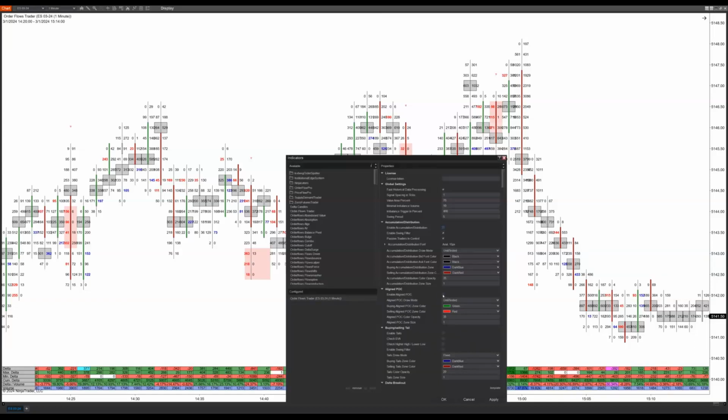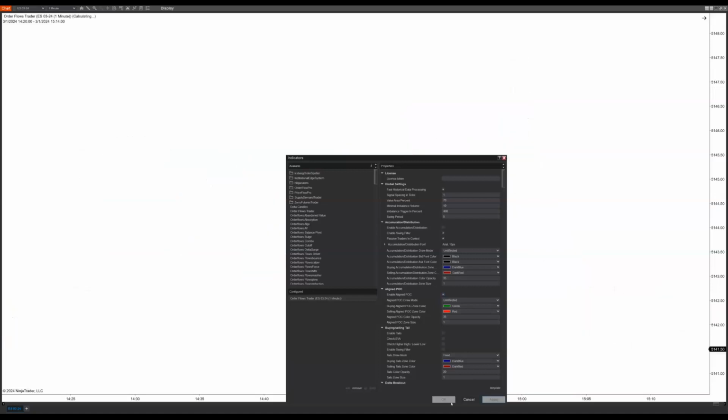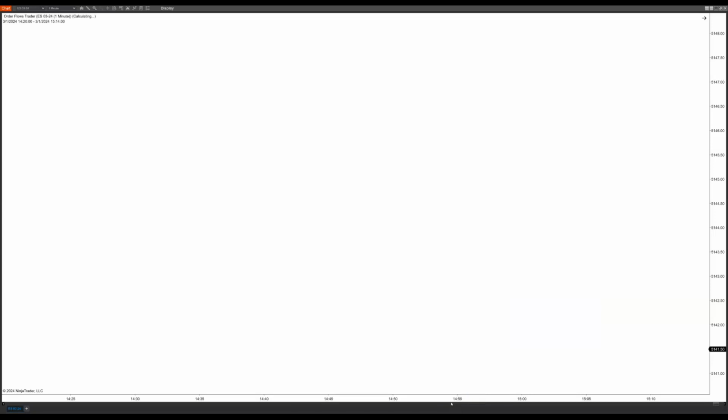Now the next one is aligned point of controls. Aligned point of controls is simple. I wrote about this years ago in my point of control course. Think of it this way: point of control is what? It's the price level in the bar with the most volume.